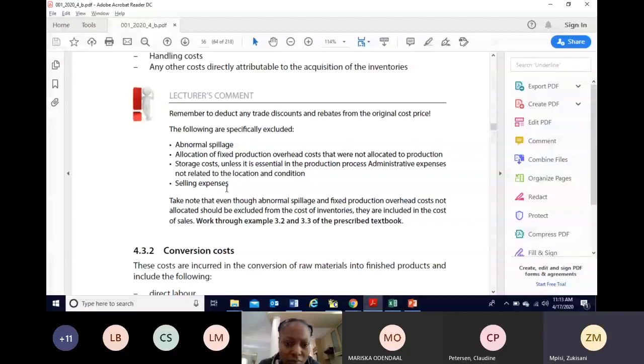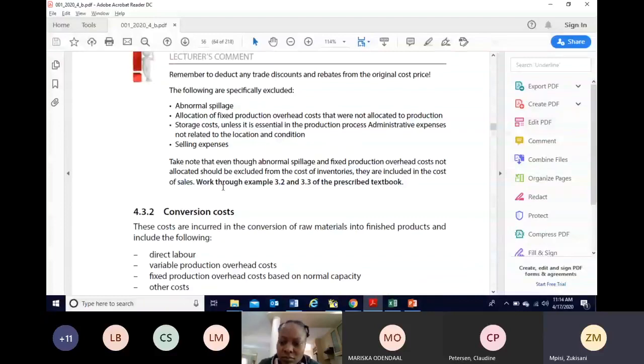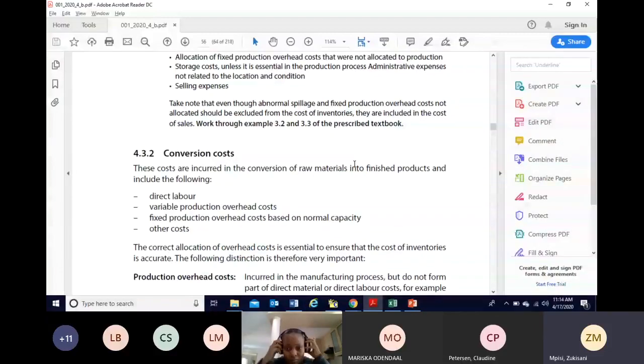So you are also informed there that, take note, the costs themselves, despite being excluded from inventory, are still included in the cost of sales, because remember, it's a cost that you have incurred. So it's not a measurement of the inventory that you are keeping, that you will sell at a later stage, but it is the cost that you have already incurred. So they must be shown on your statement of profit or loss and other comprehensive income under the cost of sales.